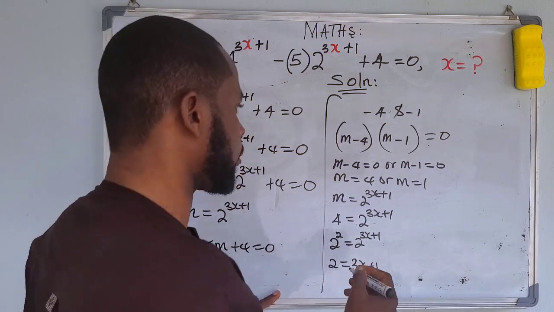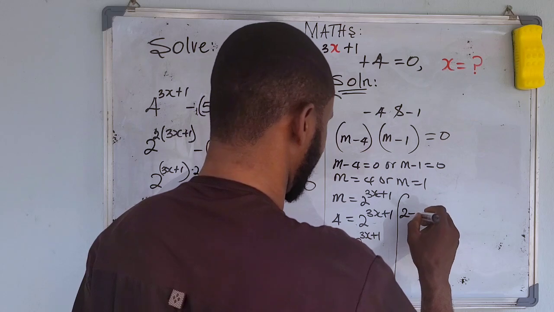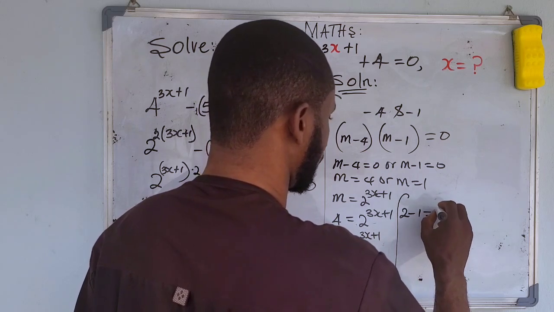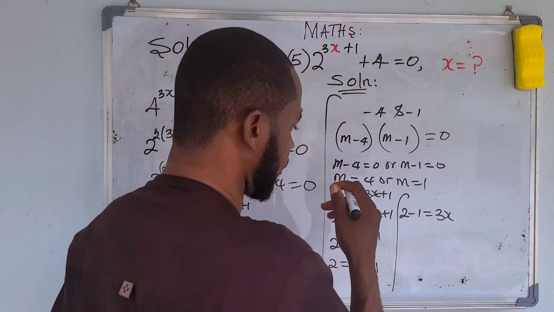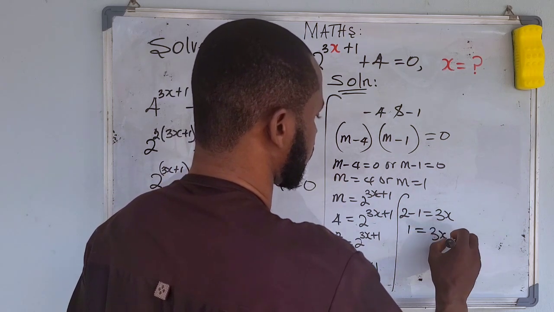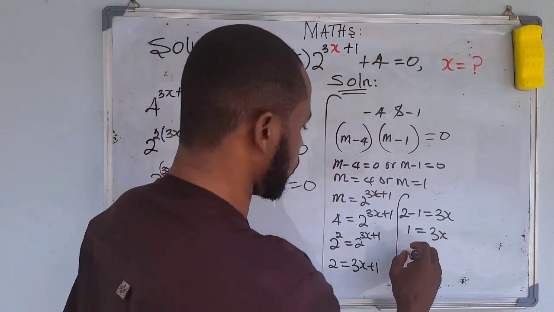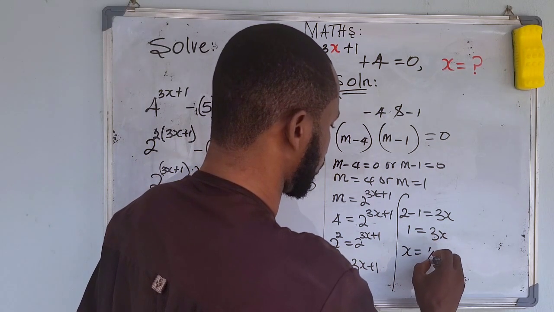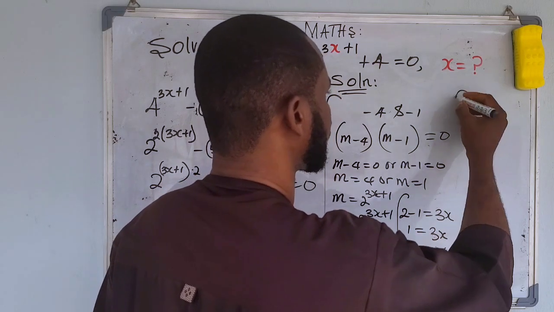Now if you collect like terms, we have that 2 minus 1 equals 3x. Therefore, 2 minus 1 gives you 1 equals 3x. Then to get x, you divide both sides by 3. That gives x equals 1 over 3. This is the answer from case 1.